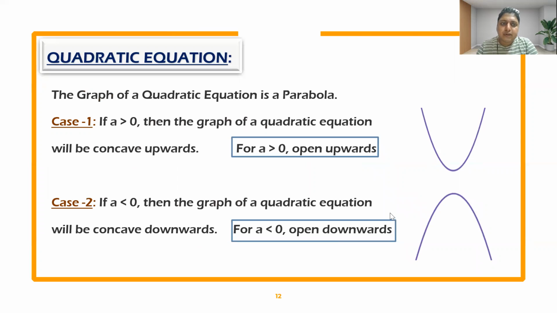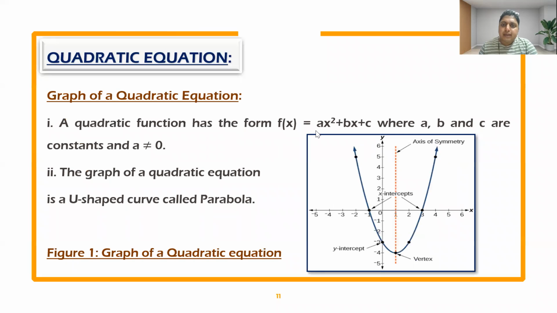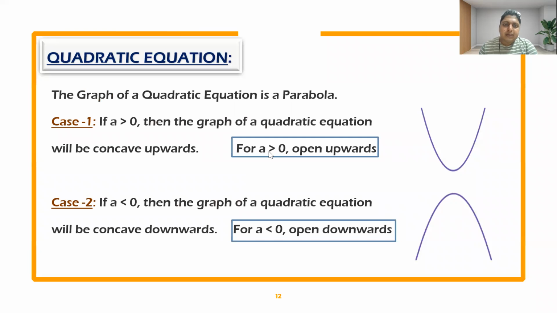So what are the conditions of a graph? The graph of a quadratic equation is called a parabola, and if a is greater than 0, that means a, the coefficient of x square, is positive, then the graph will open upwards like that. And if the coefficient of x square is negative, then the graph opens downwards, like that. If a is greater than 0, it will open upwards, and if a is less than 0, the graph of a quadratic equation will open downwards.